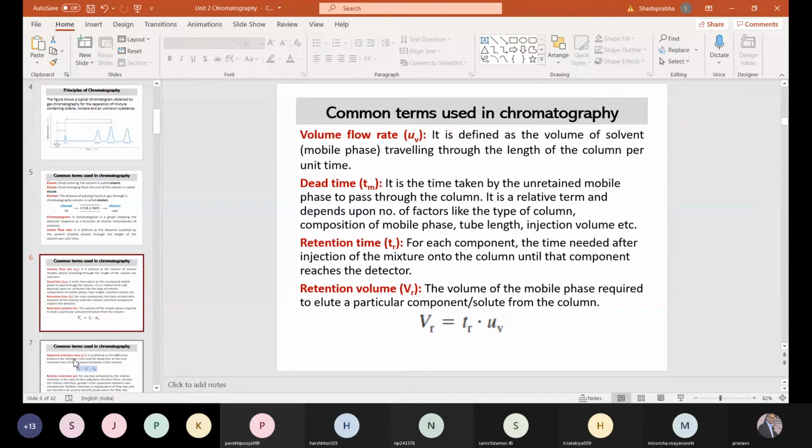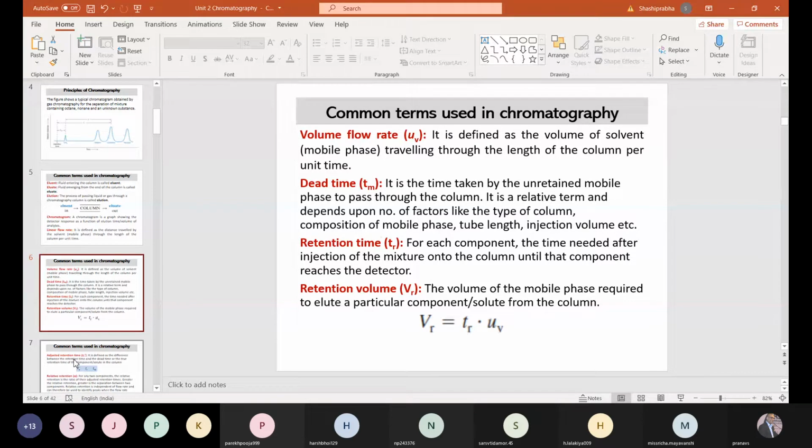And that time is dependent on several factors. Length of the column, type of the column, even composition of the moving phase, because mobile phase तो एक तो चीज होती नहीं. There can be 2-3 components in a mobile phase. Injection volume, जितना volume inject करते हैं, it depends upon that.